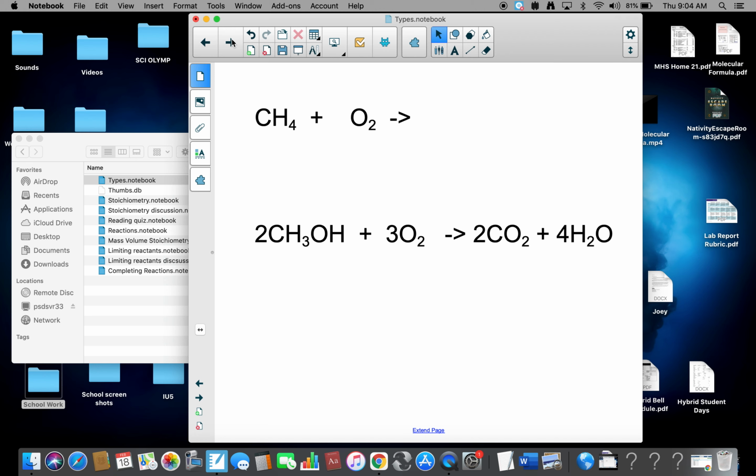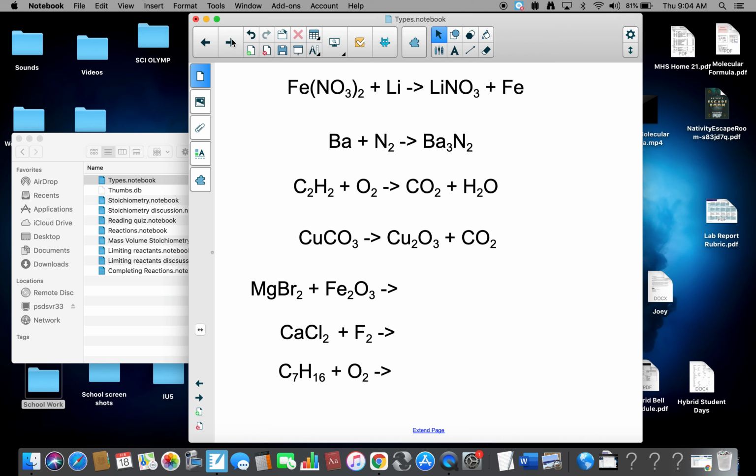Methane plus oxygen. This is what comes out of your Bunsen burners. All right. So I have 1, 2, 3, 4 reactions that I want to have you do with a partner in class, and then finish those reactions. Copy those down. We're done. Take care. Be good. Bye.